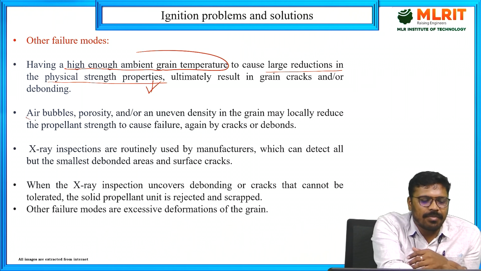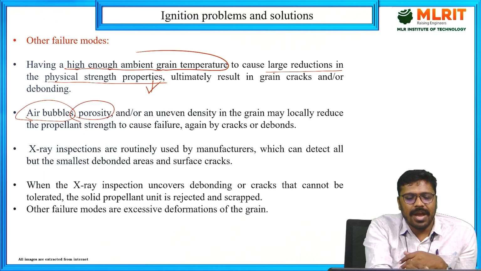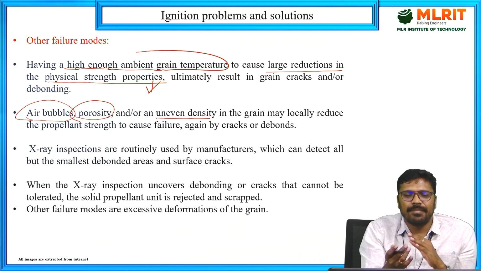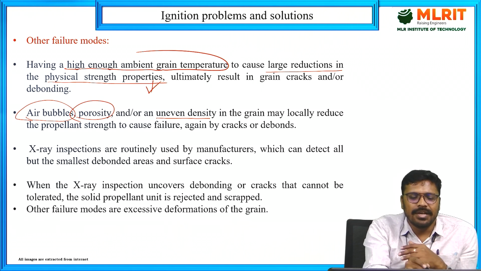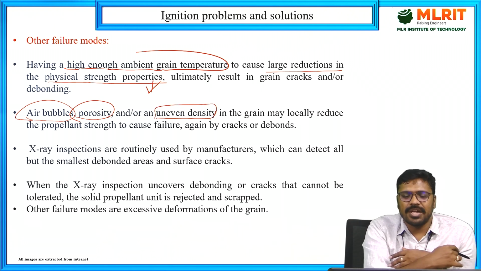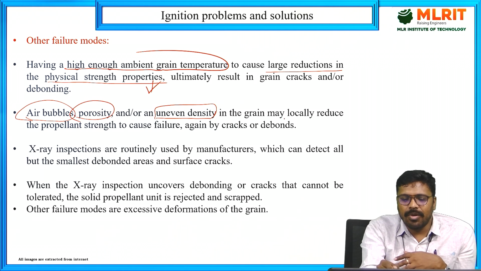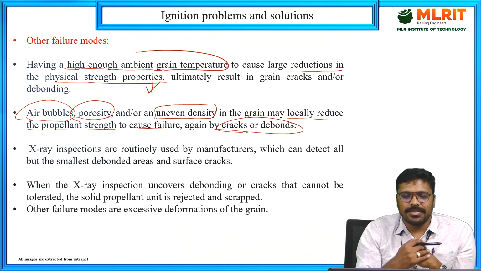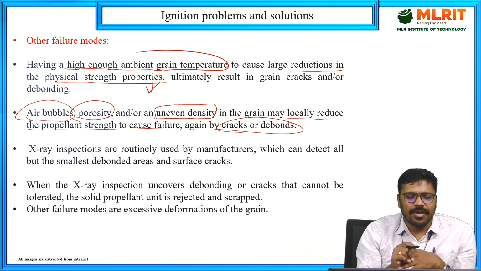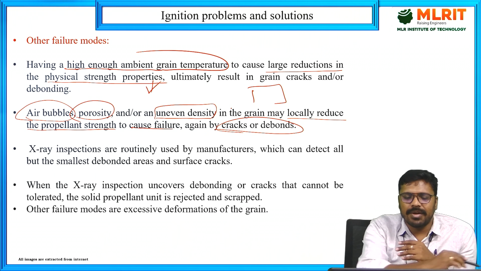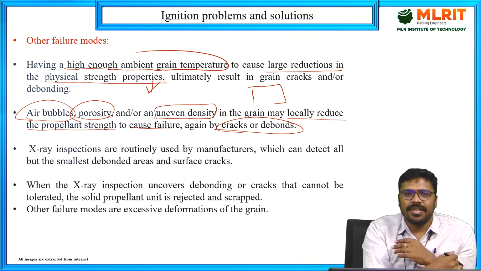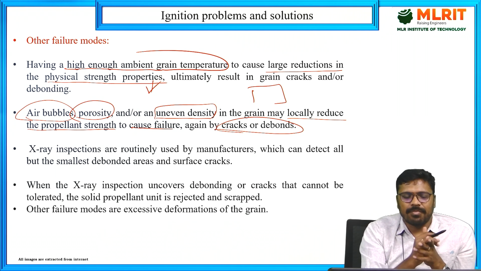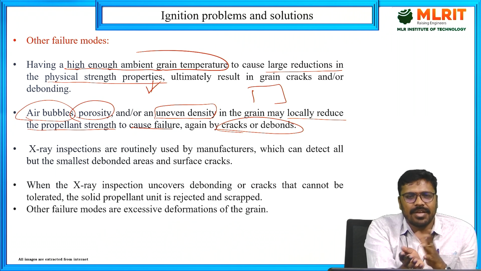And next, air bubbles, porosity, and even uneven density. If the binder and powder are not mixed thoroughly, then uneven density distribution also happens. A grain like this may locally reduce the propellant strength and cause failure and cracks, or debonds. This also happens. So manufacturing the propellant grain is a very important phase for good combustion of the propellant grain. This can be avoided. We can go for inspection.